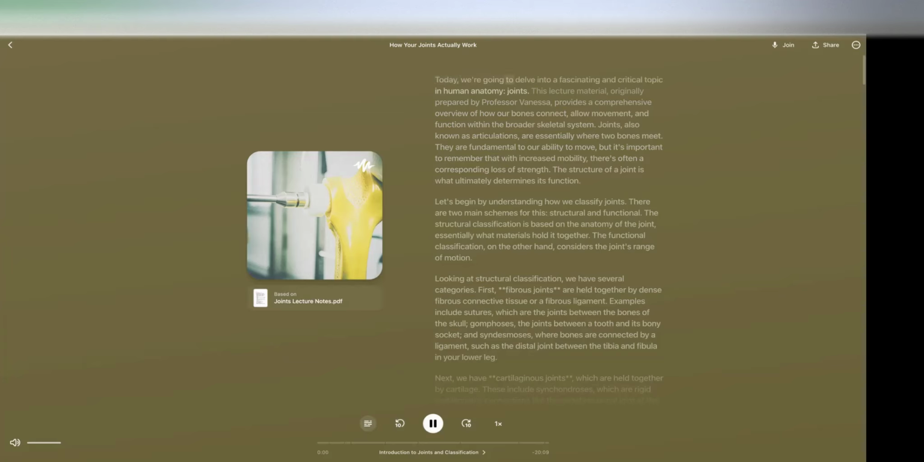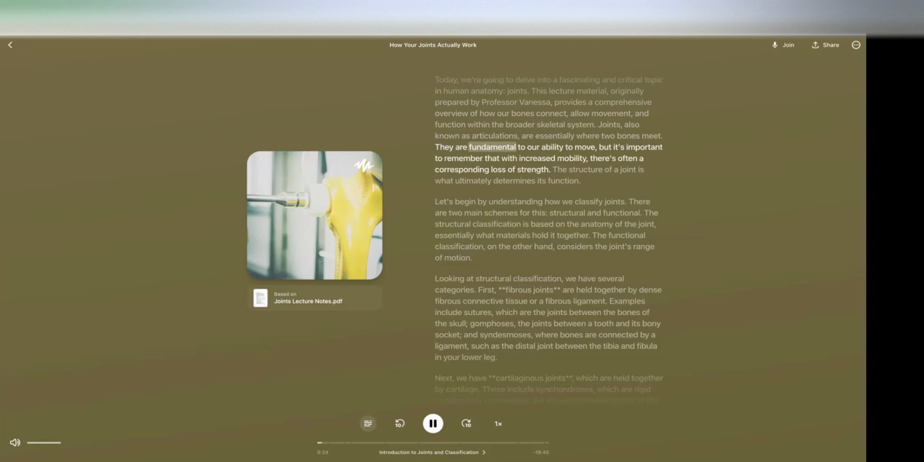Today, we're going to delve into a fascinating and critical topic in human anatomy, joints. This lecture material, originally prepared by Professor Vanessa, provides a comprehensive overview of how our bones connect, allow movement, and function within the broader skeletal system. Joints, also known as articulations, are essentially where two bones meet.